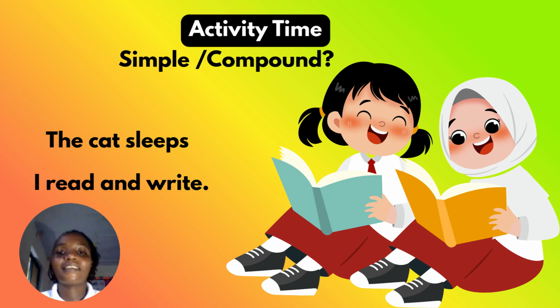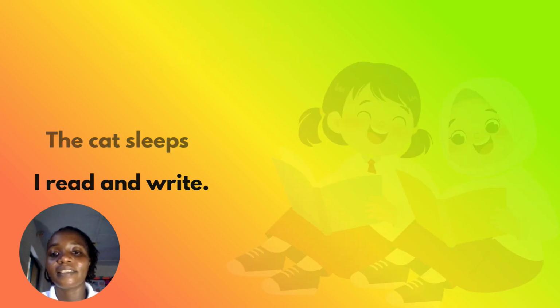All right, the answer is number 1, the cat sleeps. It is a simple sentence because it contains only one idea. While number 2, I read and write, is a compound sentence because it's a combination of two ideas.